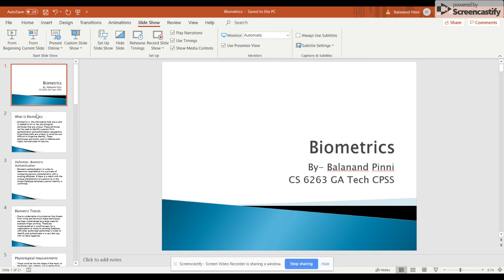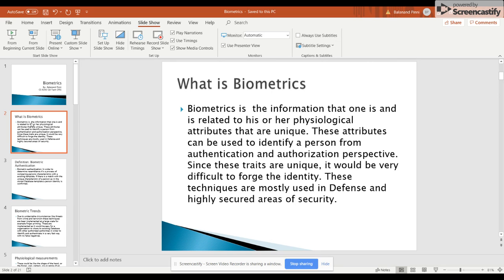Let's look at it from the definition. What is biometrics? Biometrics consists of two parts: one is bio, another is metrics. Bio is something related to a physiological or unique attribute. Metrics is the measurement part.